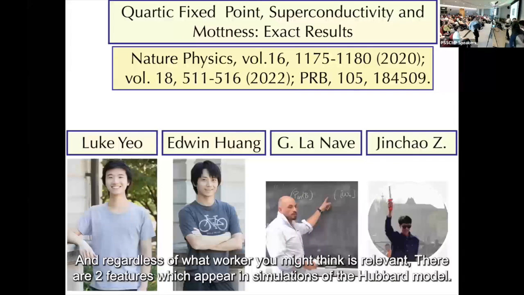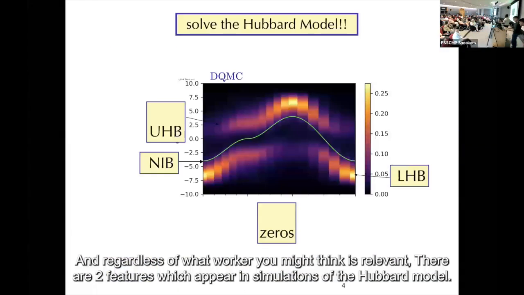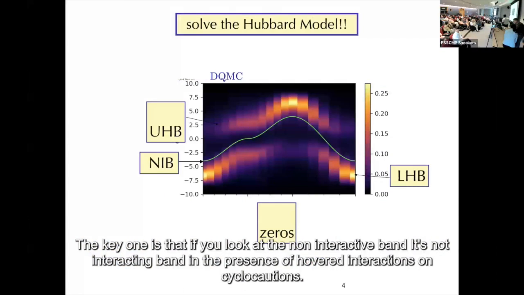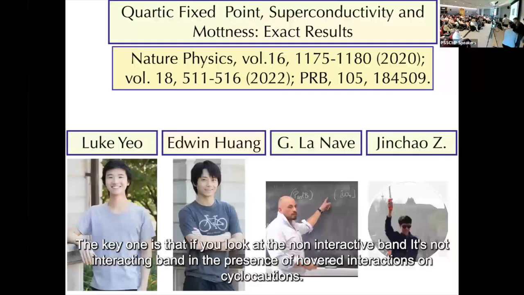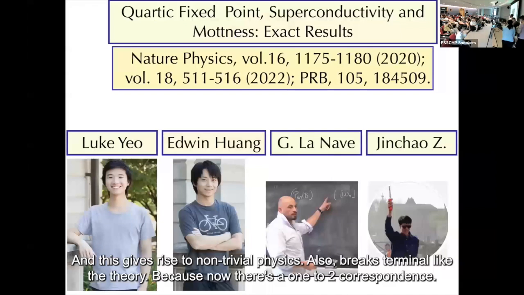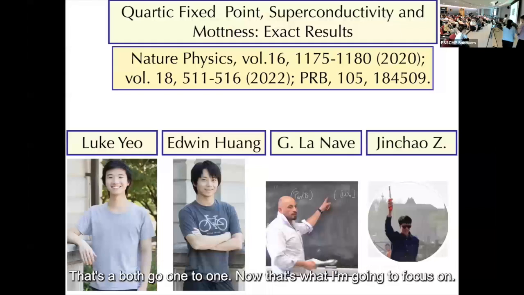And regardless of what order you might think is relevant, there are two features which appear in simulations of the Hubbard model. The key one is that if you look at the non-interacting band, this non-interacting band, in the presence of Hubbard interactions, on-site repulsions, splits into two pieces. So each k-state, which is right here, now has spectral weight both at high energies and at low energies. And this gives rise to non-trivial physics. It also breaks Fermi liquid theory, because now there's a 1-to-2 correspondence as opposed to a 1-to-1. Now that's what I'm going to focus on.